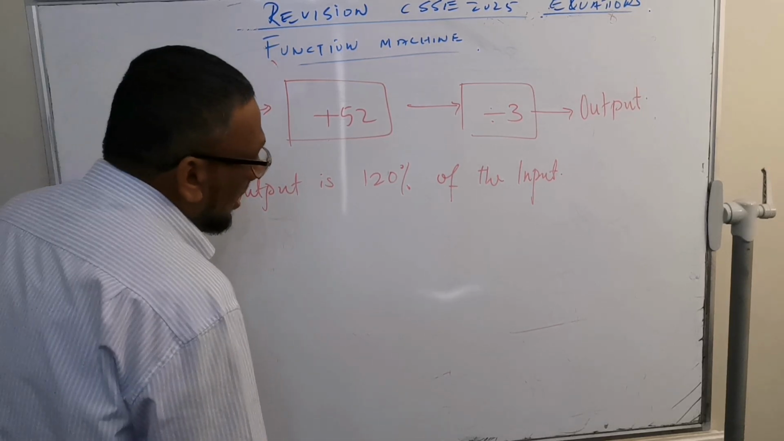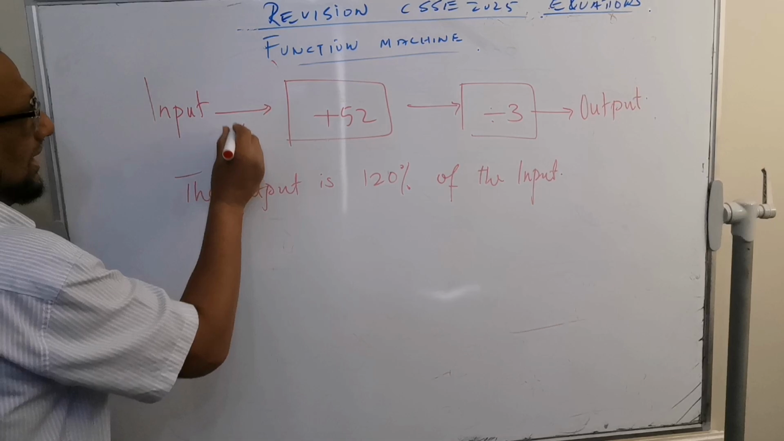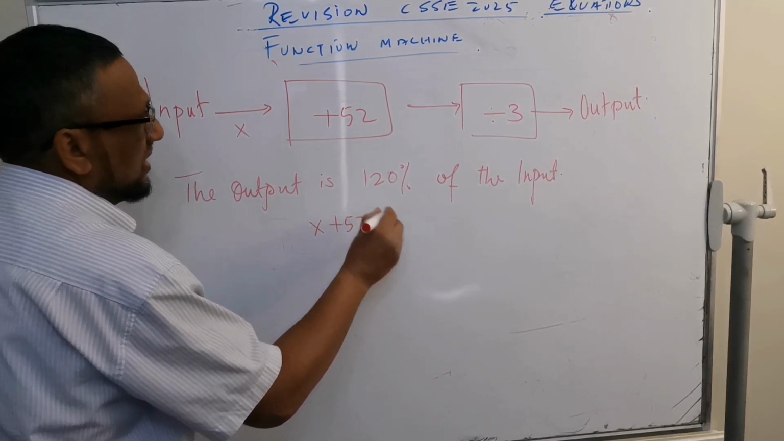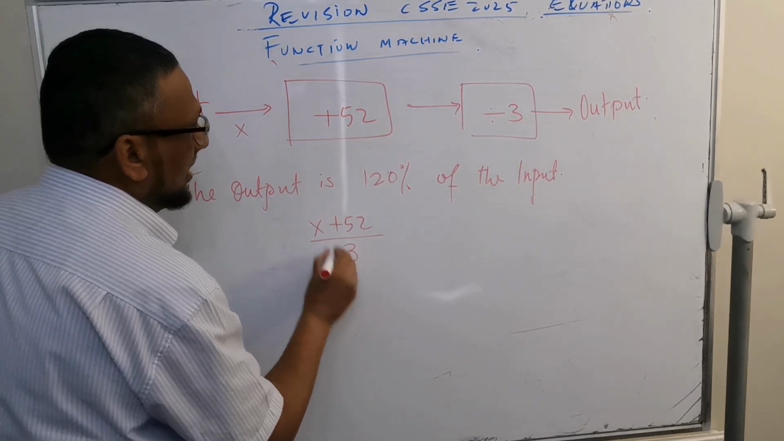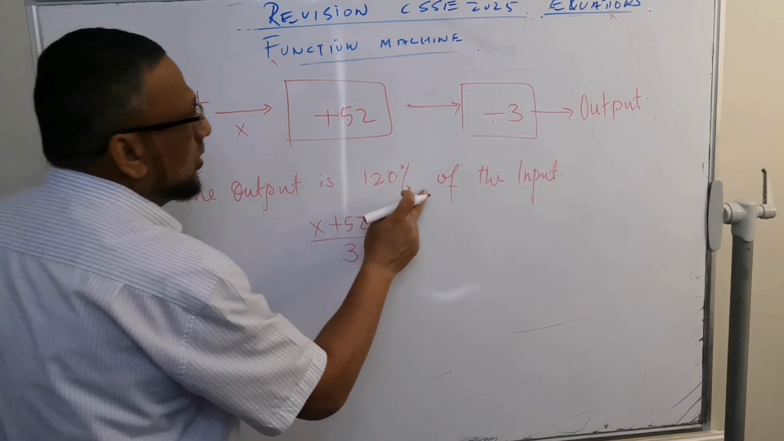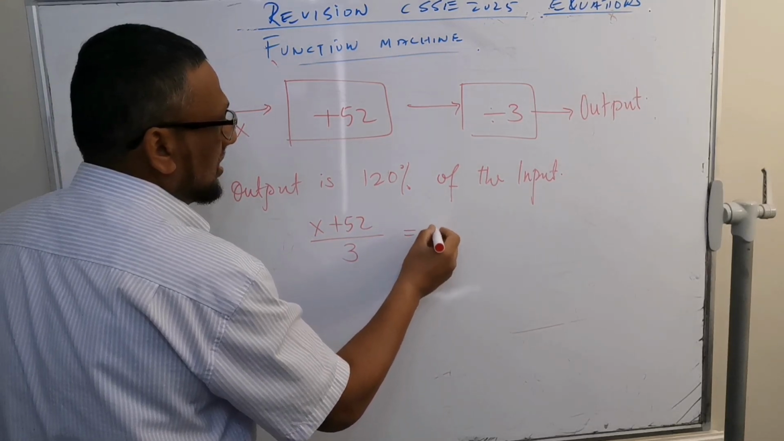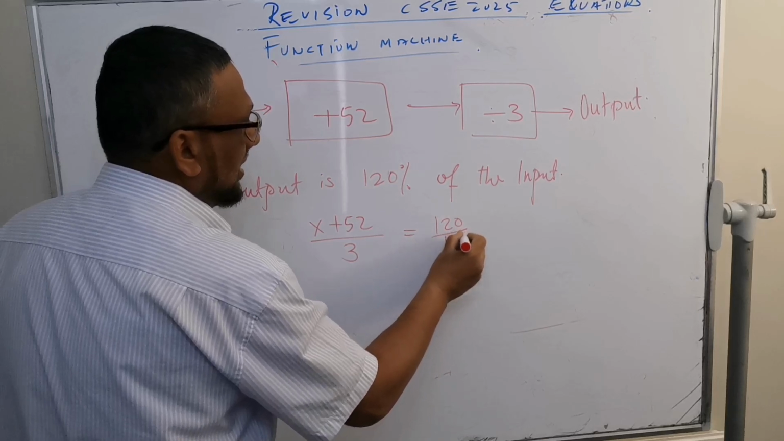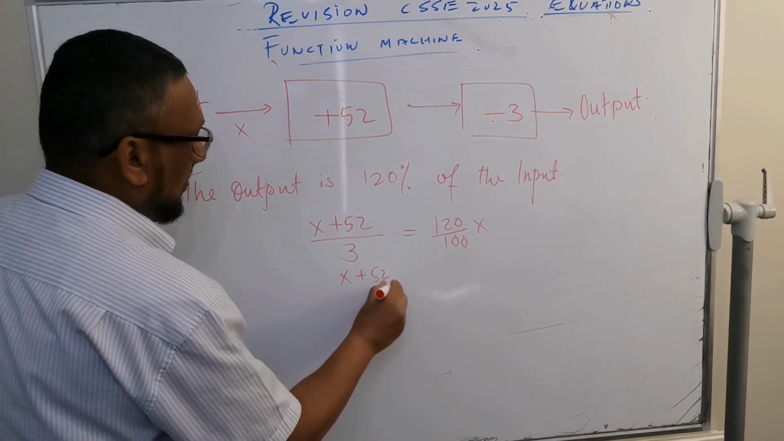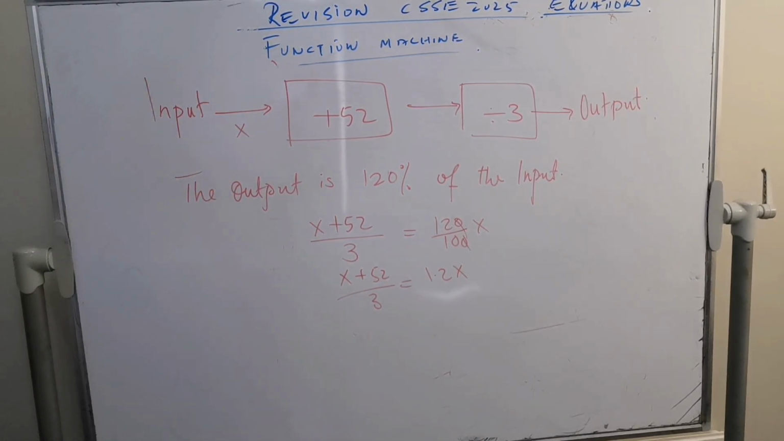So how do we work out this one? If the input is x, then x plus 52, it says divide by 3, and the output is 120% of the input. The input is x. So I can write here 120 divided by 100 times x. So if we simplify this one, x plus 52 over 3 is going to be 1.2x.